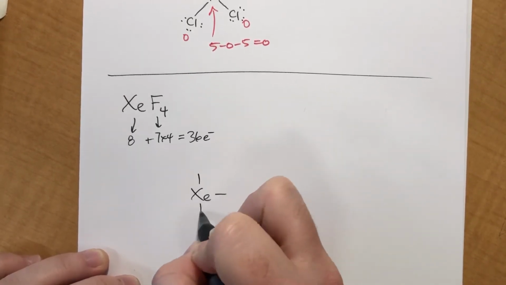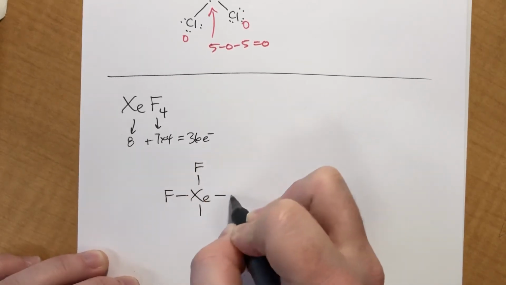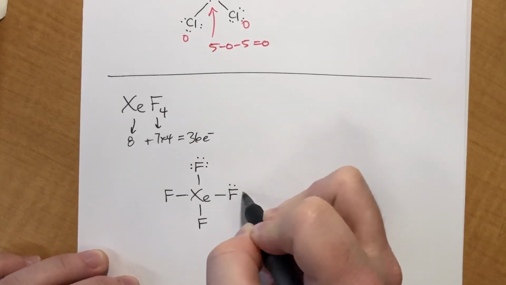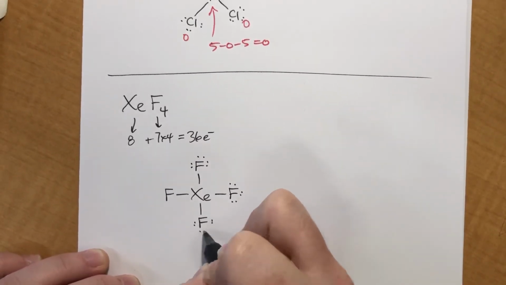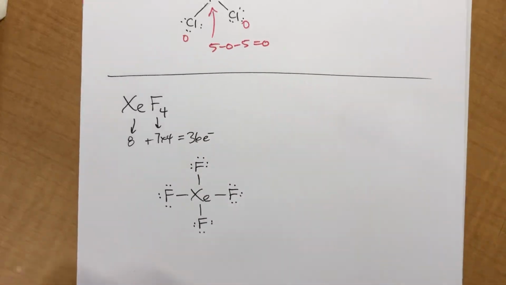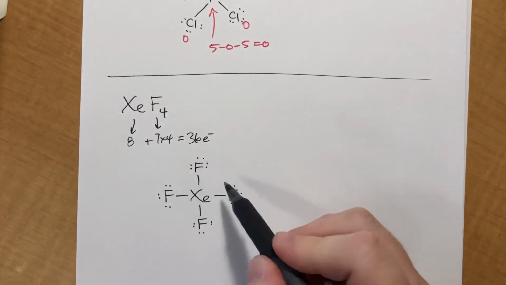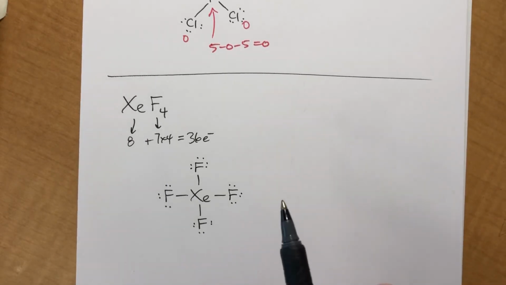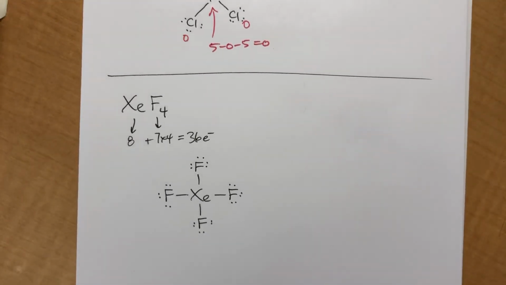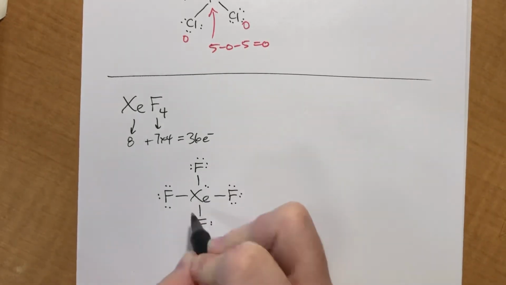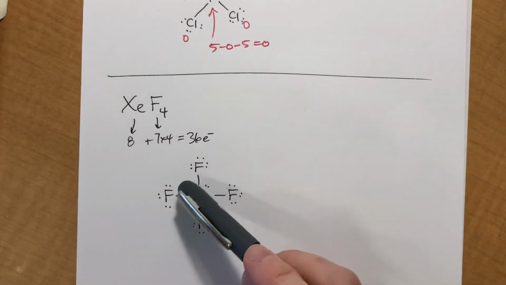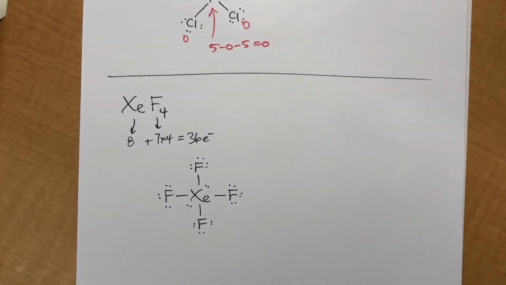We have 4 fluorines attached. We give each of the outer ones their electrons first. We have used 2, 4, 6, 8 times 4 would be 32. We still have 4 electrons. The next rule in the Lewis structure process says to place any remaining electrons in the central atom. We put them in lone pairs, so 1, 2, 3, 4. So this xenon has 2, 4, 6, 8, 10, 12 electrons around it.